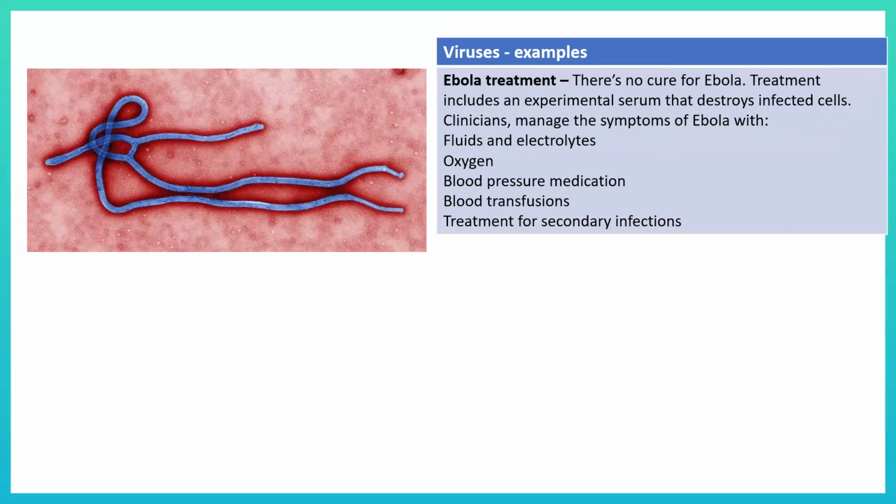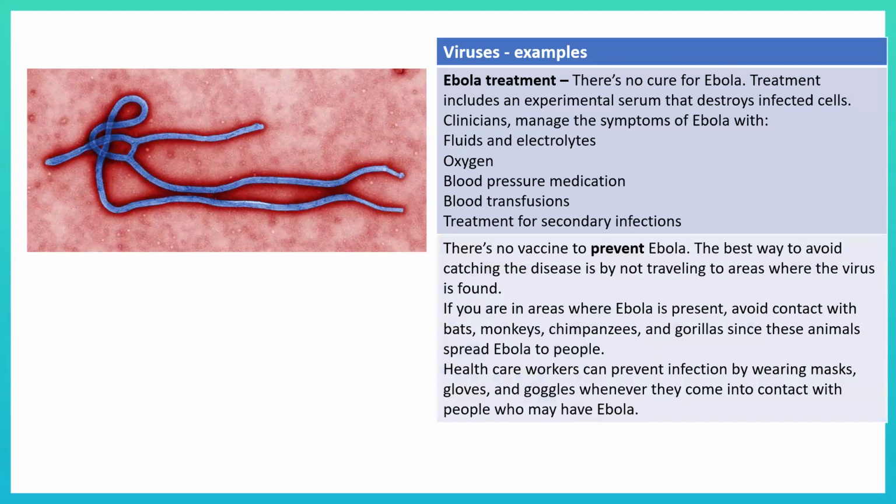So when I first started teaching about this, I used to say there's no vaccine for Ebola, but there is now. So that's really good. There's no cure. Treatment basically includes giving a serum which destroys the infected cells and just managing the infection. You don't necessarily die, but it is really serious. There you go, there's my notes.